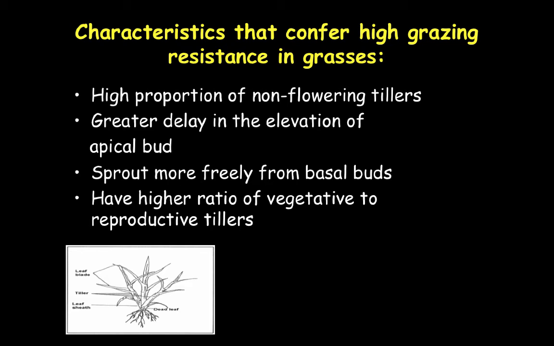In addition, grasses will have greater bud delay in the elevation of the apical bud. So as plant tissue is added to a leaf on a grass blade, it's actually creating new growth at the base, or the apical bud, and pushing old growth to the top. So as an animal comes in and eats it, it's actually eating older growth. And even though it's working back towards the apical bud, usually the bud is not destroyed in that process, so it can continue to grow.